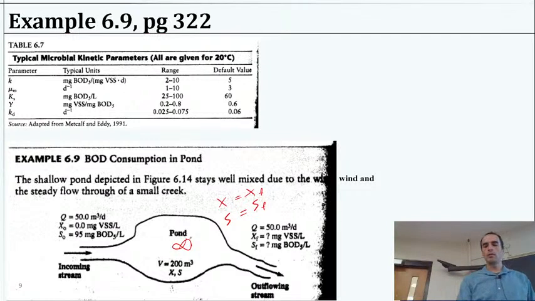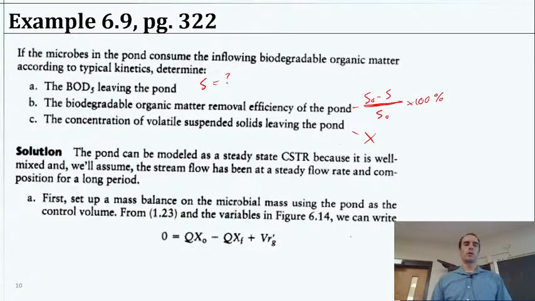We're given some parameters, but the deal is we're given both bacteria that's changing and substrate that's changing. So we're going to do some mass balance magic to simplify and find out what's really going on. Okay, so the solution, I'm going to go ahead and start there. We'll let you take a look at that for a couple minutes, and then I'll work with you on it. So it starts by saying the pond can be modeled by a steady state CSTR because it's well mixed, and we'll assume the flow has been steady for some time.